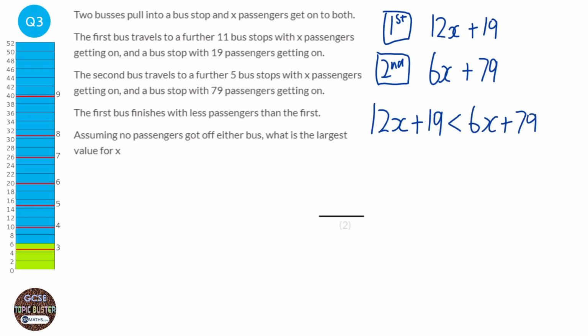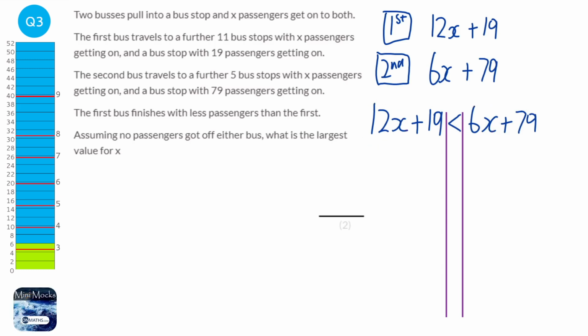Now all we need to do is solve that inequality. And we've got x on both sides, so we look at the x's. We've got 12x and 6x, so we always take away the smaller amount. So we're going to take away the 6x both sides.